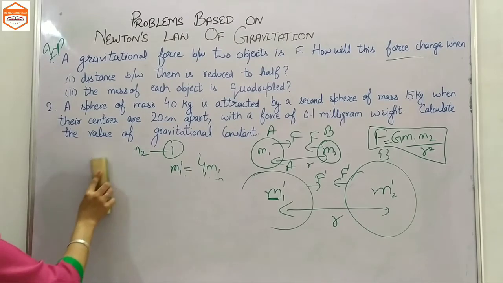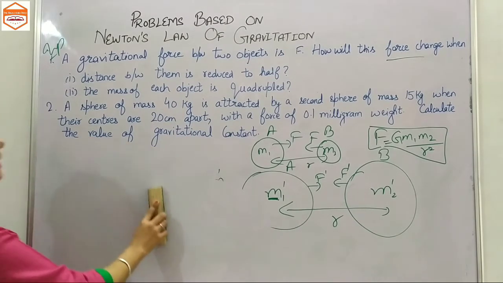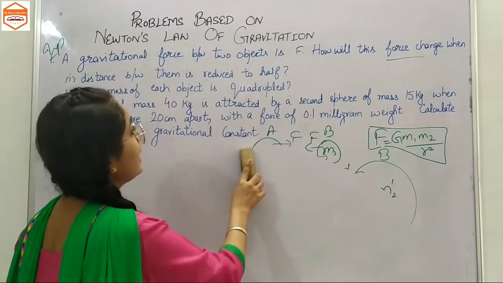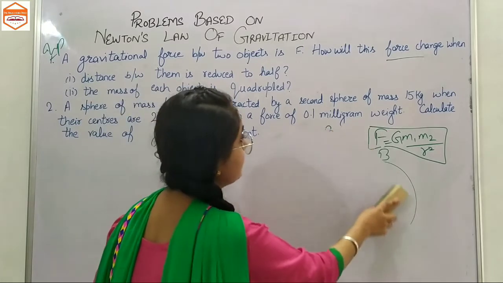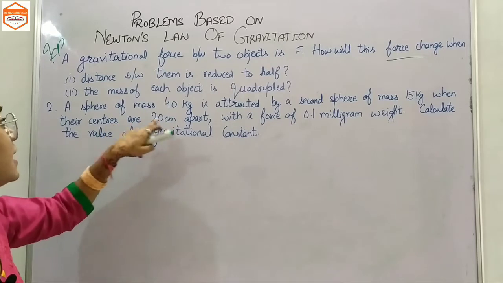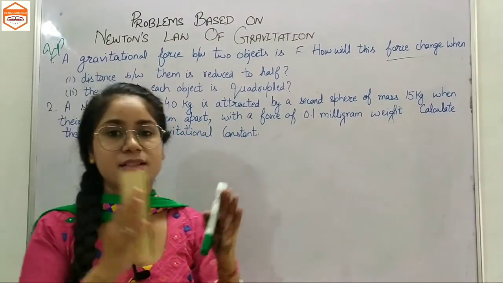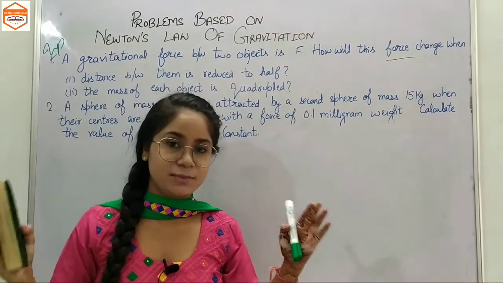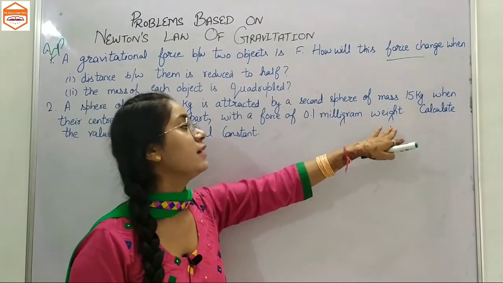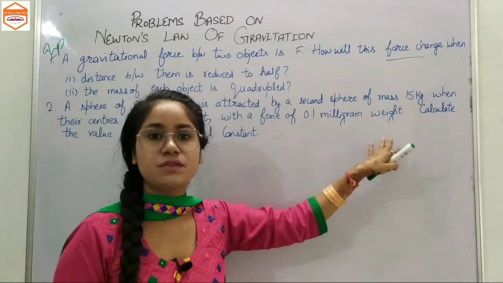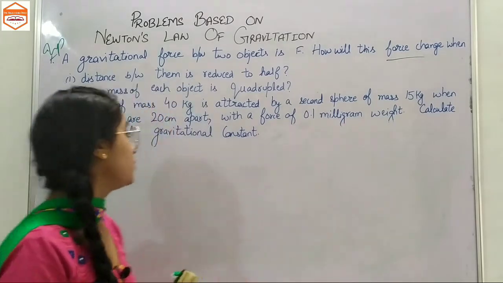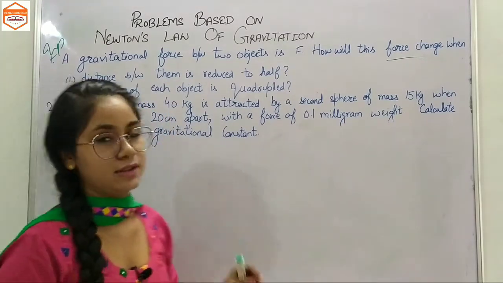In the second problem, we have a sphere of mass 40 kilograms. That means it has the mass of 40 kilograms. It is attracted by a second sphere, and that second sphere has mass of 15 kilograms when their centers are 20 centimeter apart. That means the distance between them, taken from the center, is 20 centimeter apart with a force of 0.1 milligram weight. That means the gravitational force of attraction here is 0.1 milligram weight. We are trying to find the value of gravitational constant.